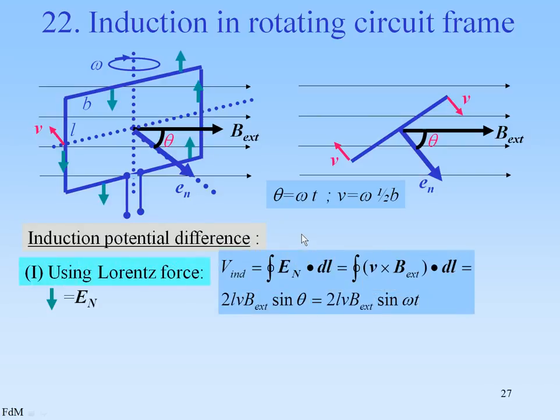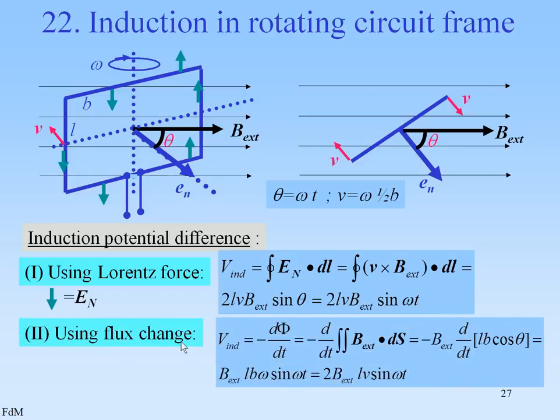Now, what is the induction potential difference? We can do it using the Lorentz force, and with the Lorentz force we have here the En, the electrical field strength of the Lorentz force, and we can derive that from v times B, and then we end up with those green arrows here, v times B, and then we have the path integral of v times B times dl is 2 times L times v times B external sine theta, and that is the consequence of the cross product, the sine of the theta, is 2 L v B external times the sine of omega t.